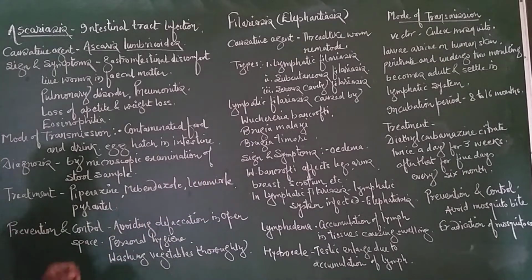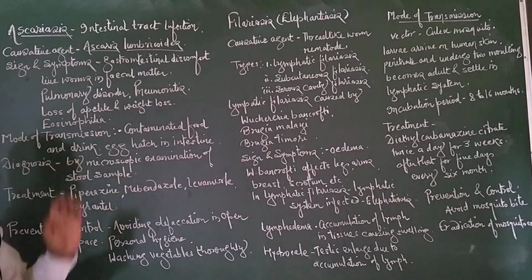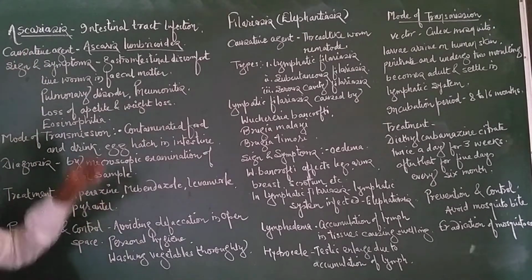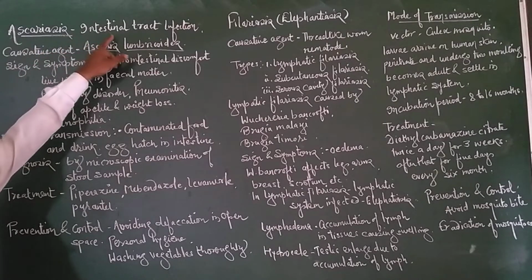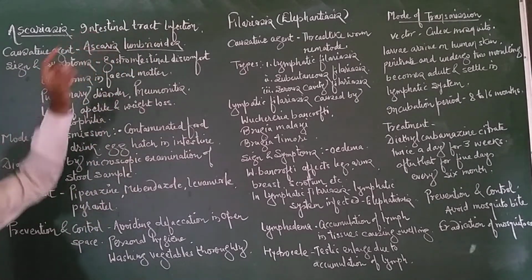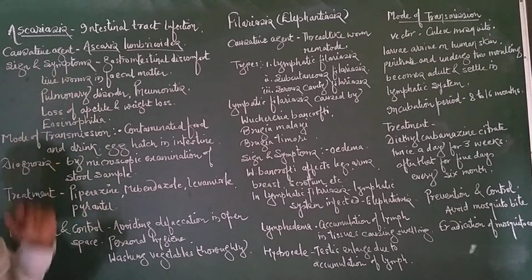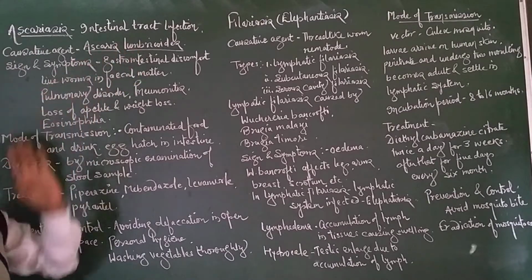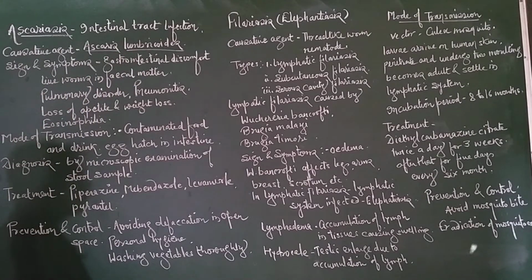The next disease is ascariasis. Last time we discussed amoebiasis. Now see the disease ascariasis. Ascariasis is an intestinal tract infection in human beings. It affects the human gastrointestinal tract. The causative agent is Ascaris lumbricoides, most commonly called a roundworm.